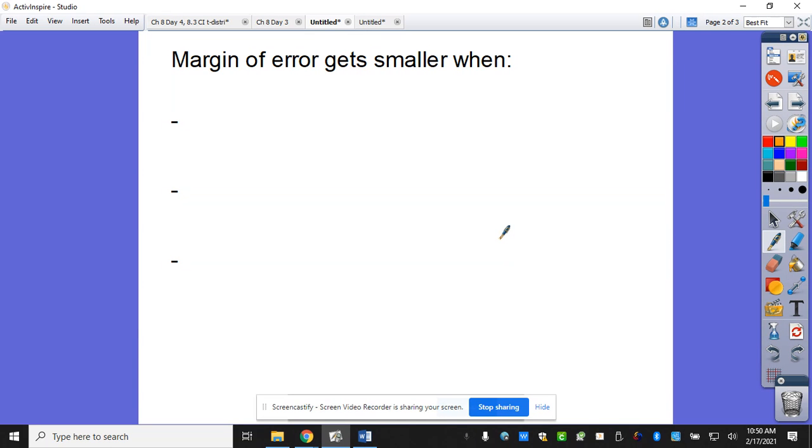So I skipped this because I wanted to finish confidence interval stuff before I got back to this. So we just talked about margin of error. I'm going to write it up here again. Margin of error equals our critical value, which is our Z or T. This would be Z times sigma over square root N, or T times S over square root N.